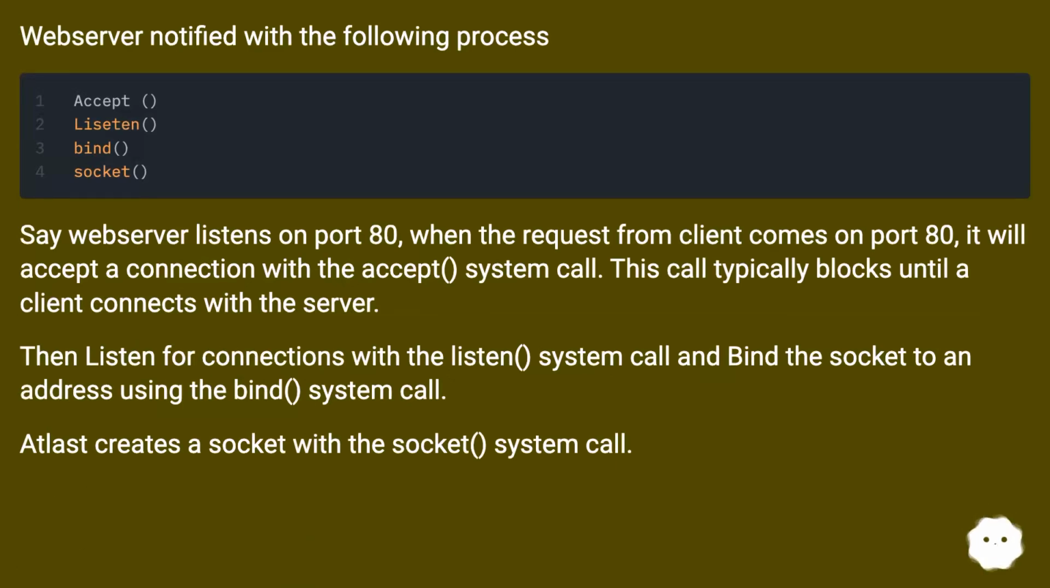Web server notified with the following process. Say web server listens on port 80. When the request from client comes on port 80, it will accept a connection with the accept system call. This call typically blocks until a client connects with the server. Then listen for connections with the listen system call and bind the socket to an address using the bind system call. At last creates a socket with the socket system call. Hope this helps.